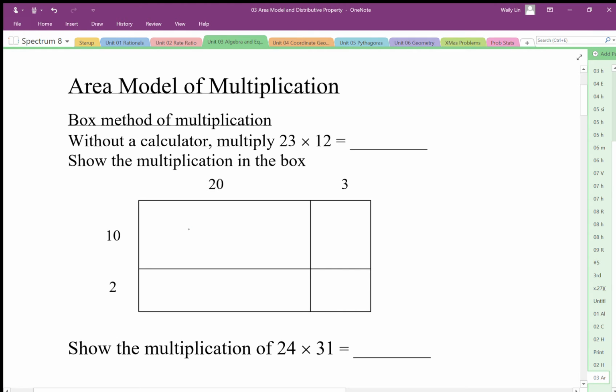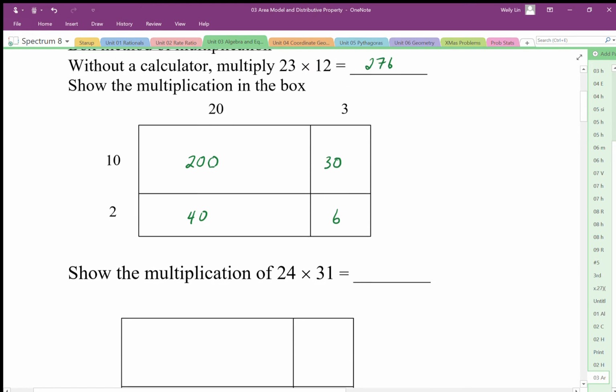So I do 10 times 20, so I annex the zeros and times 1 and 2. 3 times 10 is 30. Okay, 4 times 20 is 40. 6, so I know this is going to be 276. Okay, when I add that all up, because I know that the area of 20 and 12 is going to give me that area, I can do it in pieces or I can do it all at once. It doesn't matter, we get the same result.